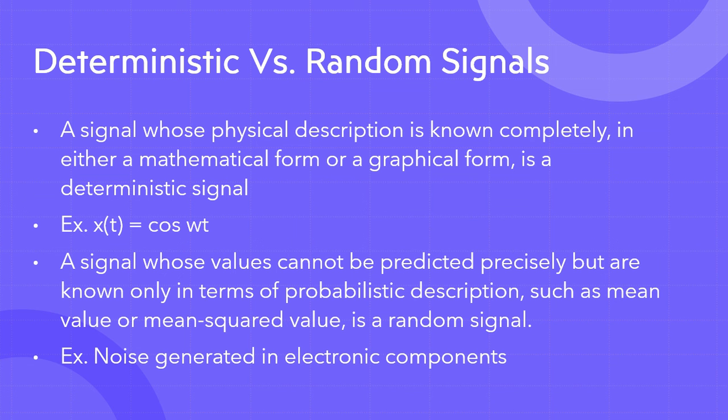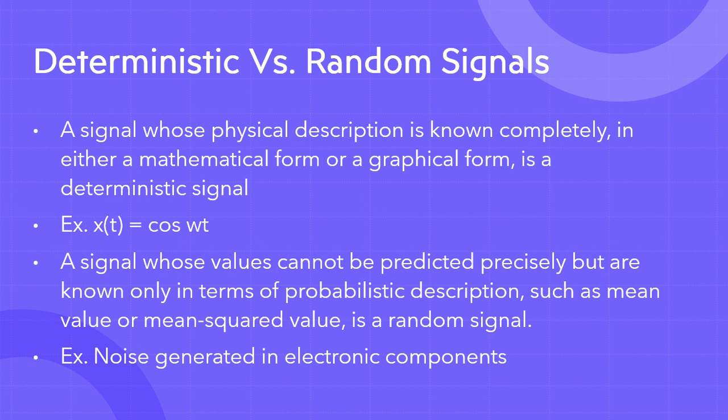Okay, so what is a random signal? A random signal is a signal whose value cannot be predicted precisely, but is known only in terms of probabilistic description. Okay, what are the probabilistic descriptions? You can say mean values or mean square or RMS values, right? All those values are probabilistic descriptions of any signal or any function in general. So such a signal is called a random signal. If you want to explain it in layman's terms, then you can say that a signal which cannot be represented by any mathematical formula is a random signal. Okay.